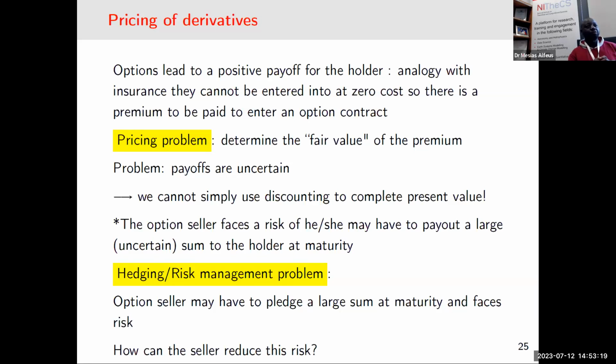Okay, so I told you about derivatives. Options give you the right but not the obligation to enter into a contract to buy or sell an asset at a particular price, called the strike price, in the near future, at capital T.